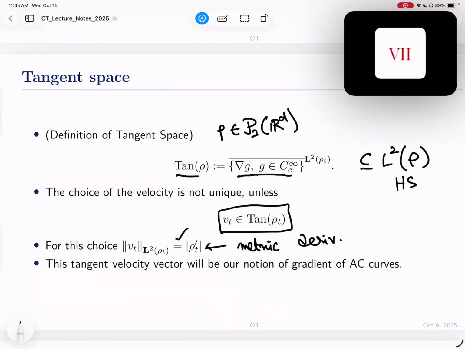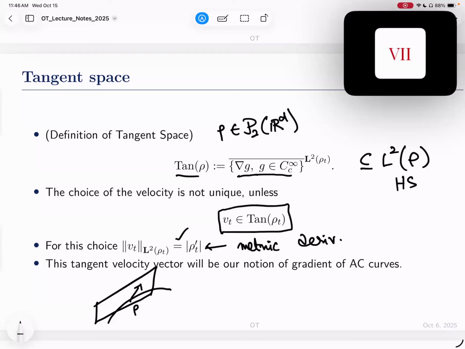When you impose that the velocity must be the tangent velocity, then the absolutely continuous curve will give you a unique velocity, or rather, an almost surely unique velocity. And that unique velocity will satisfy my condition that the L2 norm is given by the metric derivative. And so if I think of my Wasserstein space as some manifold, and if rho is a point here, what I've essentially created is some kind of tangent space, a vector in this tangent space, and a metric tensor in this tangent space.